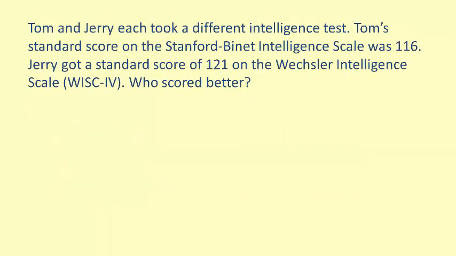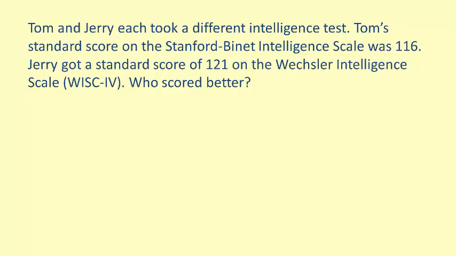Let's look at a sample problem using z-scores. Tom and Jerry each have a standard score on an intelligence test, but they are on different tests. Tom received a standard score on the Stanford-Binet Intelligence Scale of 116. Jerry got a standard score of 121 on the Wechsler Intelligence Scale, WISC, 4th edition.